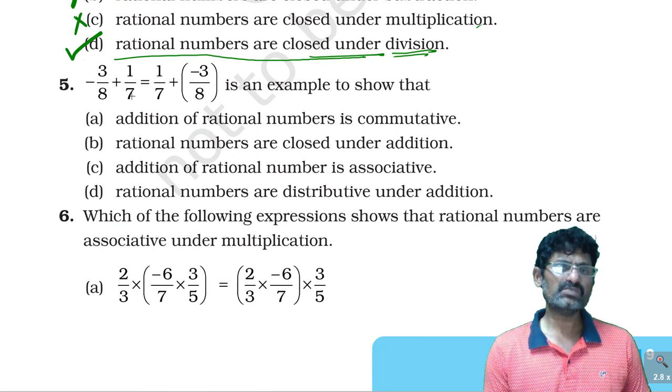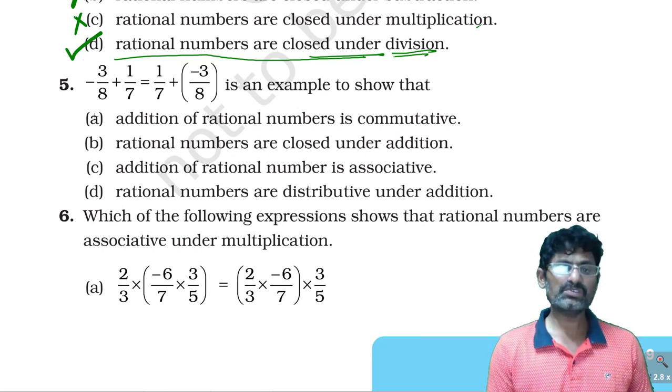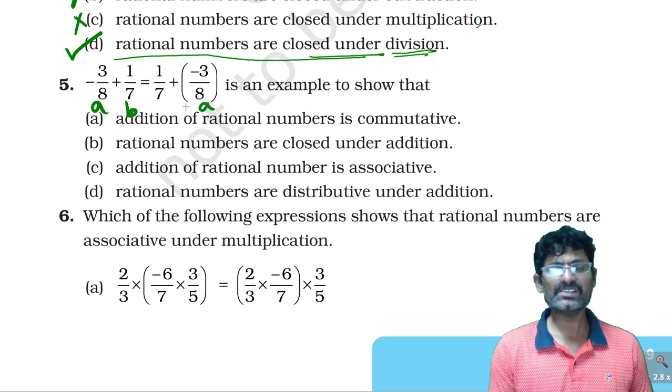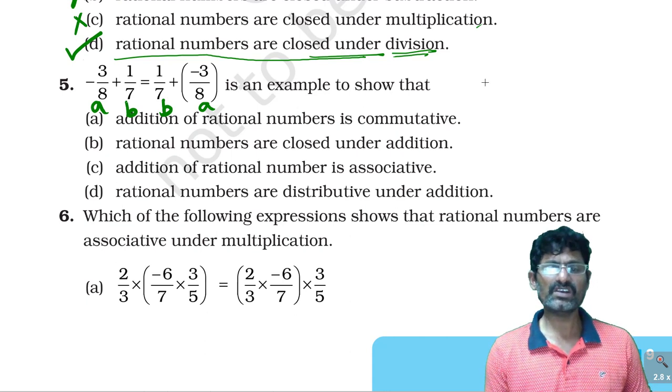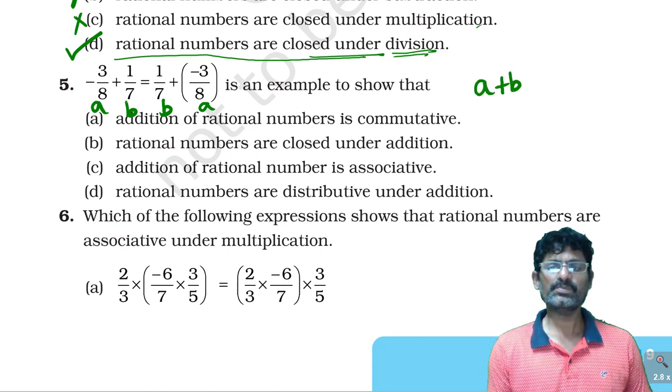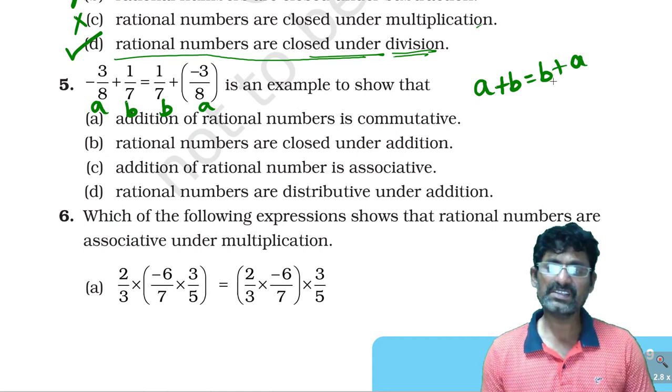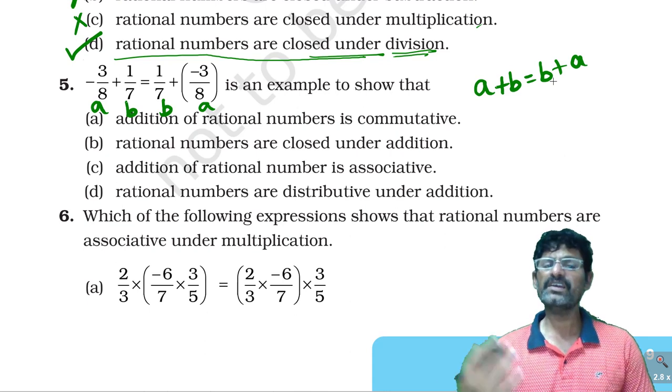Negative 3 by 8 plus 1 by 7 equal to 1 by 7 plus negative 3 by 8. Suppose you take this one as A and this one as B, then clearly we can write this as A plus B is equal to B plus A. What is this? This is nothing but the commutative property of rational numbers under addition.